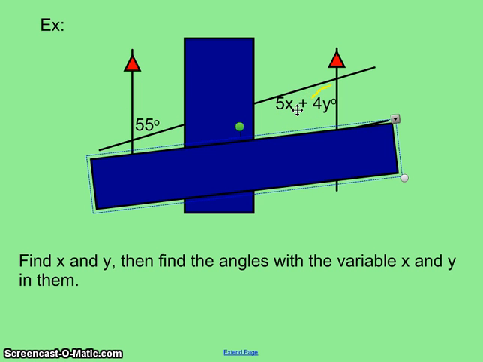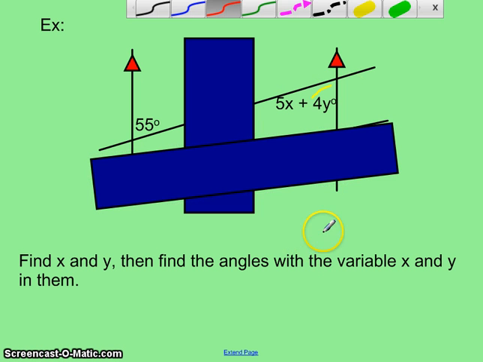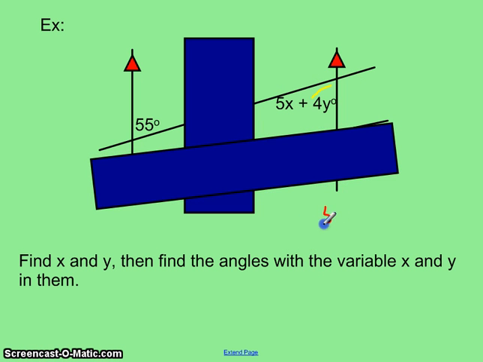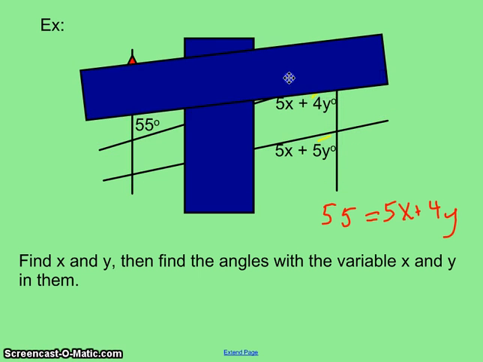Hopefully you recognize those as alternate interior angles. So I'm going to go ahead and put those two equal because alternate interior angles are going to be congruent. So I'm going to put 55 degrees equals 5x plus 4y.